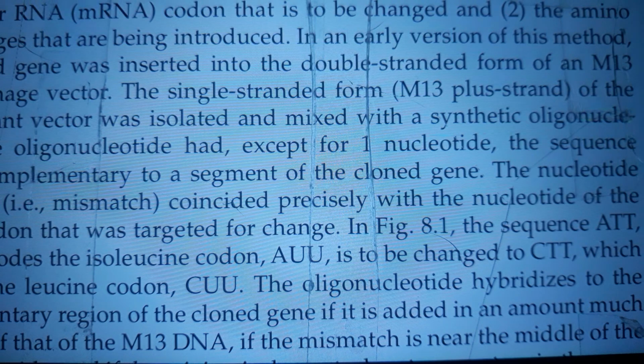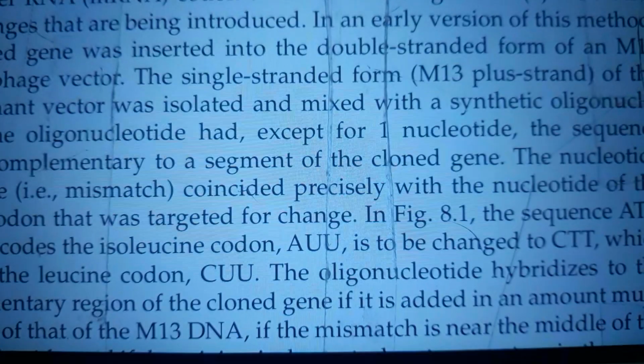In the early version of this method, the cloned gene was inserted into the double-stranded form of M13 DNA. The plus strand of the recombinant vector was isolated and mixed with a synthetic oligonucleotide. The oligonucleotide had, except for one nucleotide, a sequence exactly complementary to a segment of the cloned gene. The nucleotide difference, that is the mismatch, coincided precisely with the nucleotide of the mRNA codon.